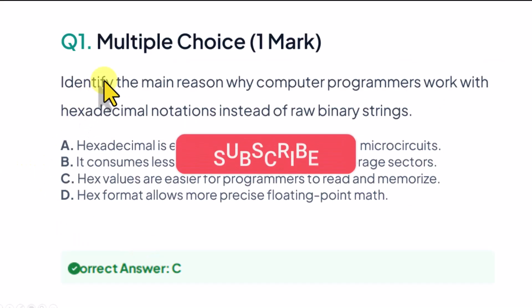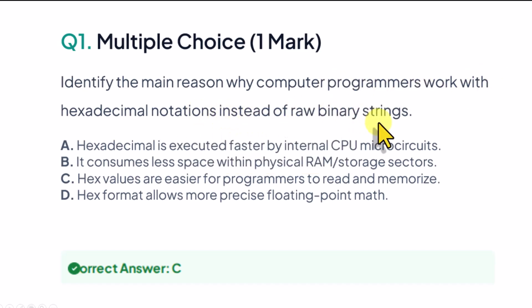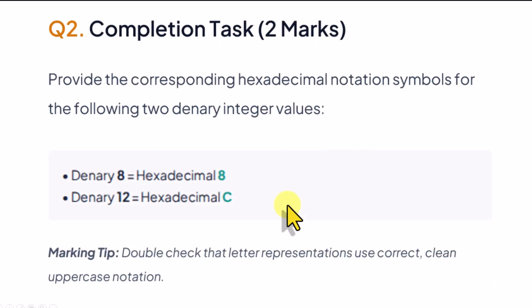Then multiple choice questions. Identify the main reason why computer programmers work with hexadecimal notation instead of raw binary strings. Hexadecimal is executed faster by internal CPU microcircuits: that is wrong, the CPU does not work with hexadecimal. It consumes less space within physical RAM or storage sectors: no, it takes the same amount of memory because it has to be stored as binary. Hex values are easier for programmers to read and memorize: that is the correct answer. Hex format allows more precise floating point math: no, that is not even related.